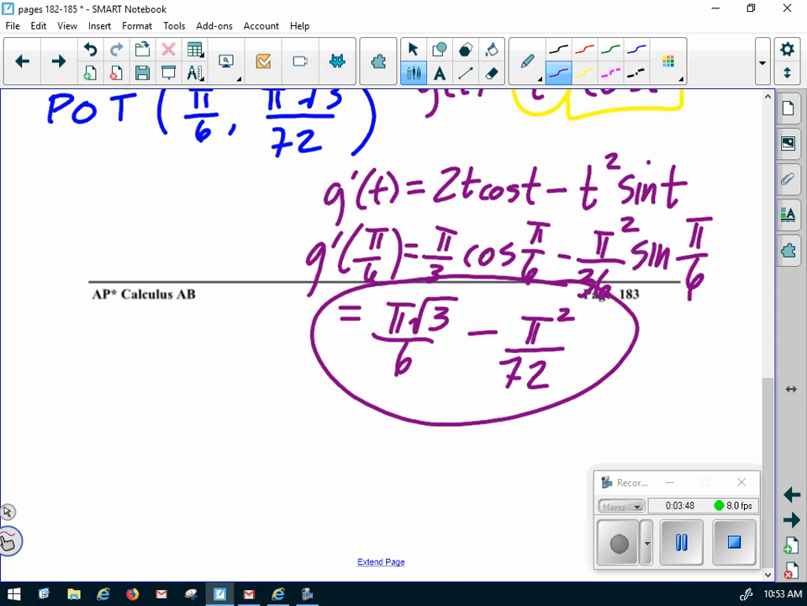Now listen, you can get a common denominator if you want. That's a safe stop. I would leave it. I would not worry about making a mistake putting those back together. So we're going to write the slope of the tangent line is pi times root 3 over 6 minus pi squared over 72.